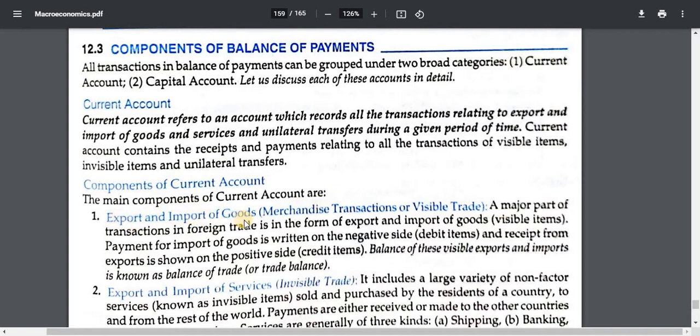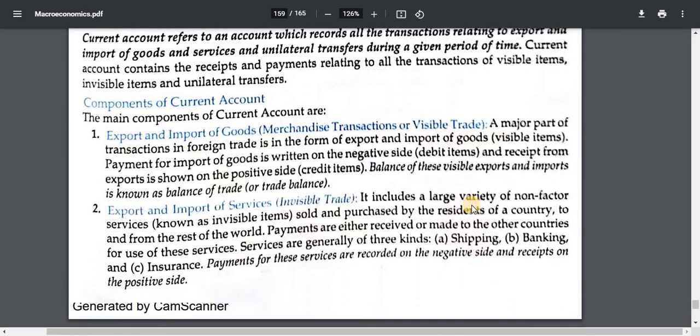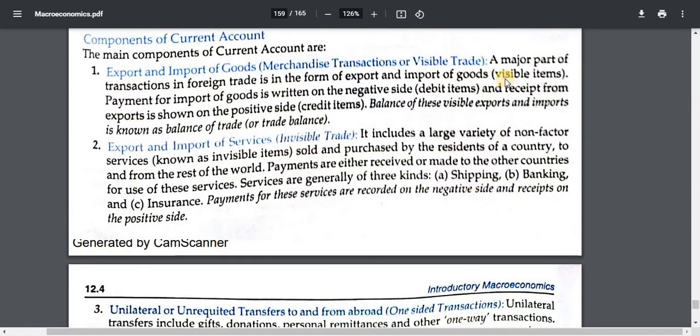1. Export and imports of goods, merchandise transaction or visible trade. A major part of transactions in foreign trade is in the form of exports and imports of goods (visible items). Payment for import of goods is written on the negative side (debit items) and the receipt from export is shown on the positive side (credit items). The balance of these visible exports and imports is known as balance of trade (or trade balance).